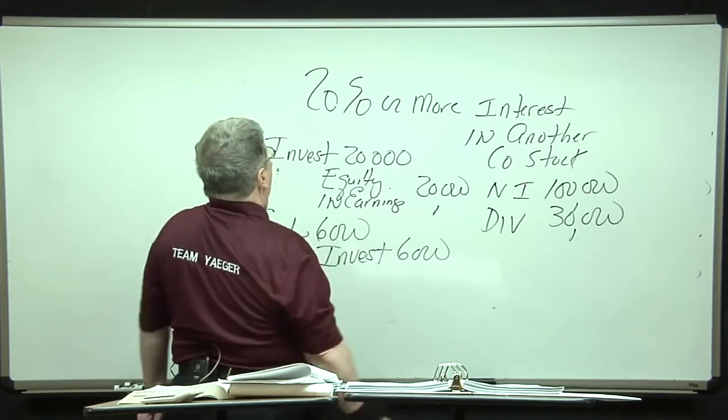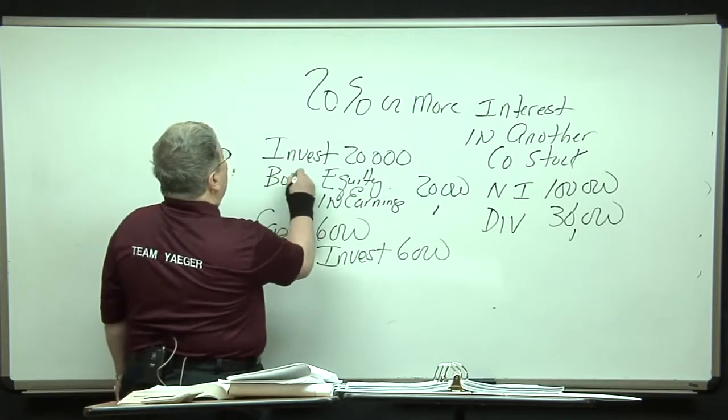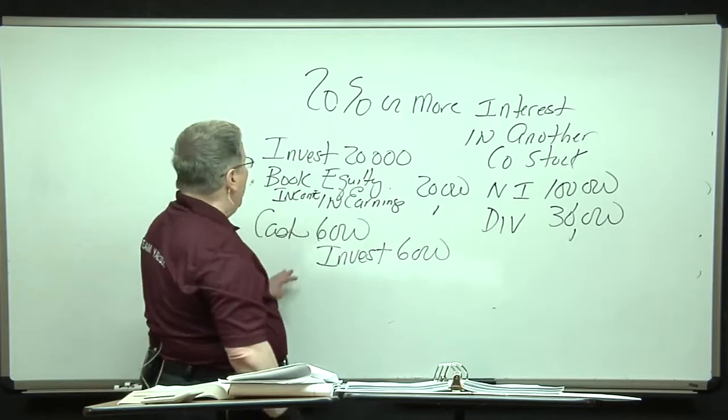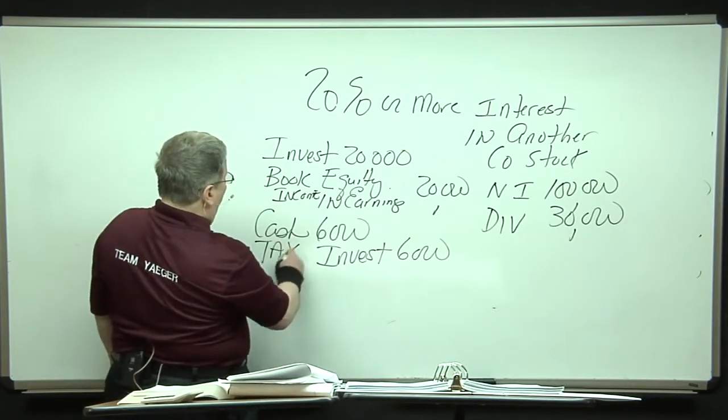Now, what does this all mean? Well, equity in earnings is book income. It's never taxable income. But when they pay you a dividend, that is on the tax return.